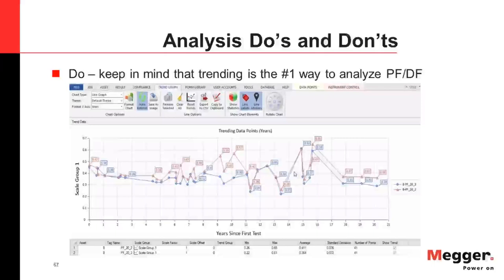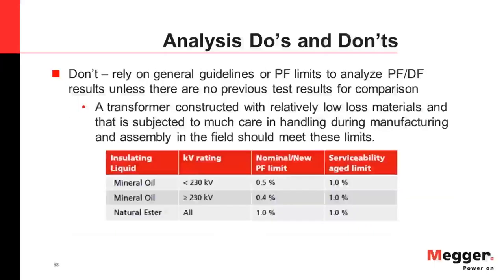If there's no previous test results, these general guidelines exist to indicate approximately what a healthy power factor for an asset should be, as shown in the table on the slide. A transformer constructed with relatively low loss materials and that's subject to much care and handling during manufacture and assembly in the field should meet these limits. But beyond its use for these purposes, comparing to limits or to sister transformers or similarly constructed transformers as a tool to analyze power factor results throughout a transformer's life is just not recommended.